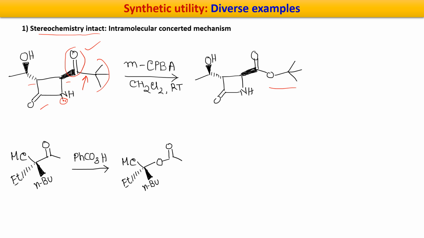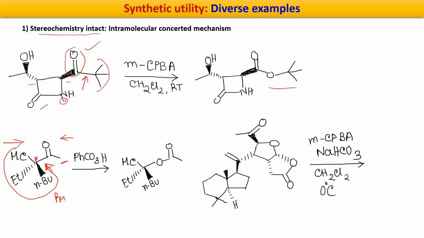The second example, here also we have this chiral center, and if we focus on both side groups, here we have a methyl group and on the other side we have a 3 degree alkyl group. So that is why this group will be the migrating group. So this is the migrating group RM, and oxygen will be inserted between the migrating group and the carbonyl carbon. Fine. So this is our product. One more interesting example, the third example, where we can see the stereochemistry is intact.